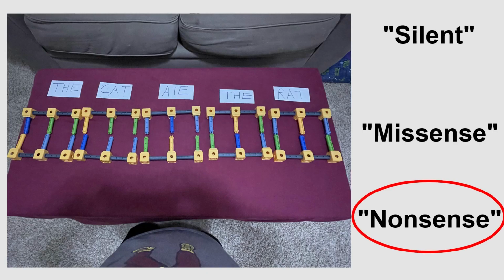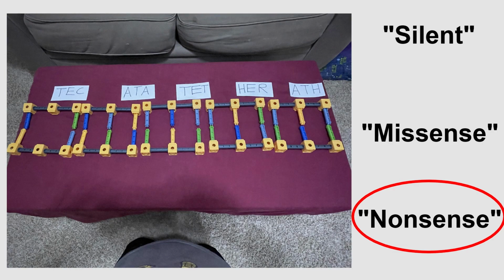Third, nonsense mutations. Nonsense mutations have the most drastic effects on an organism because they shift an entire chain of information. The 2 types of mutations in this category are called substitution and addition. To see why it causes such a big change, let's subtract the guanine-cytosine pair. This causes us to go from "the cat ate the rat" to "tek ada tet her ath." Way different from the original strand.